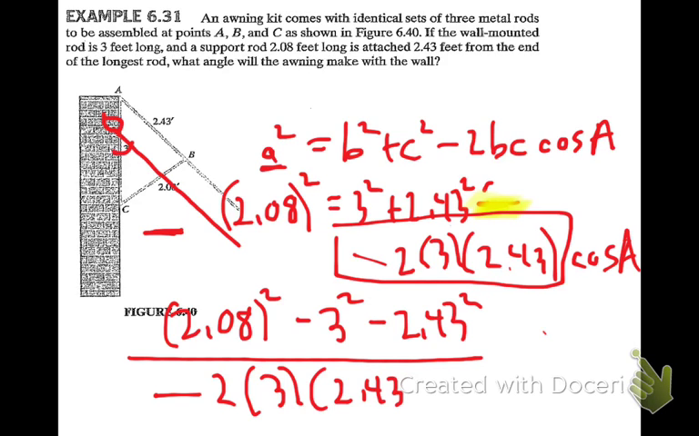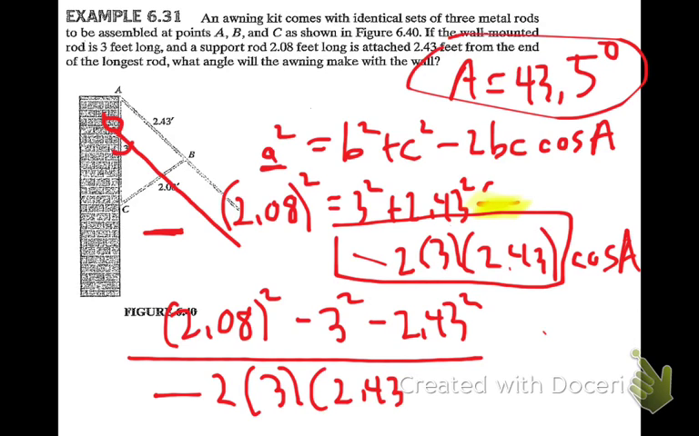I'll tell you the answer you should get. The answer that you should get is A is equal to 43.5 degrees. That's what you should get. Is this rounded to the nearest tenth? Yeah, I rounded it to the nearest tenth.